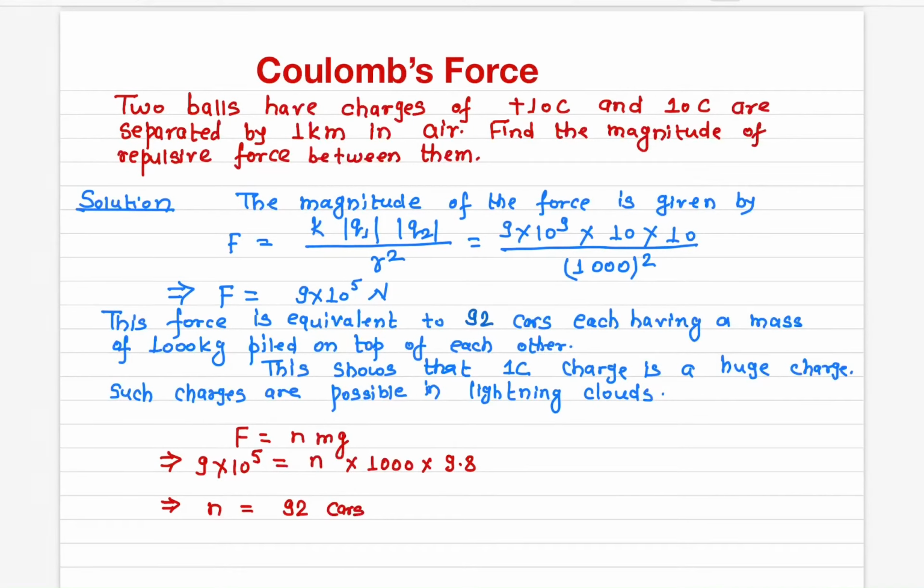The idea for talking about this problem is to convey to you that the 1 Coulomb charge is a huge charge, and this charge usually happens when lightning clouds, when two clouds slide against each other, then this huge amount of charge may happen.